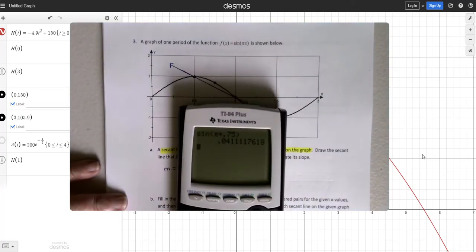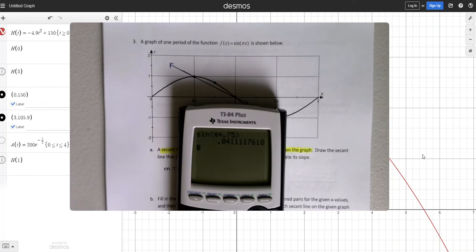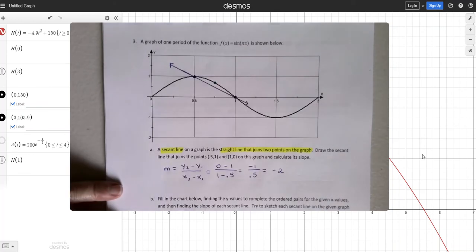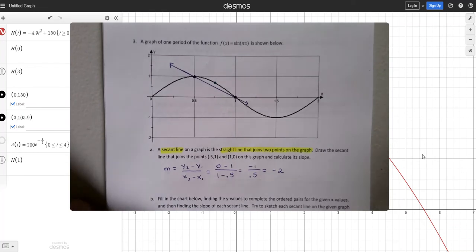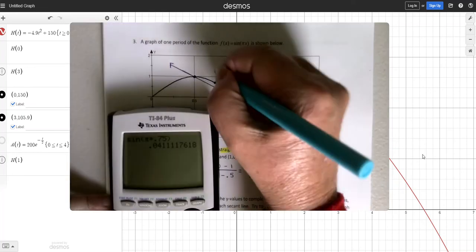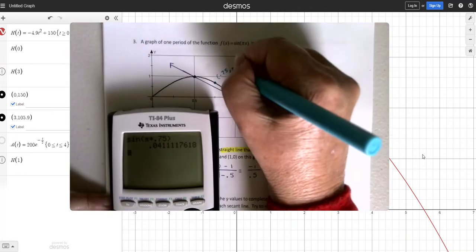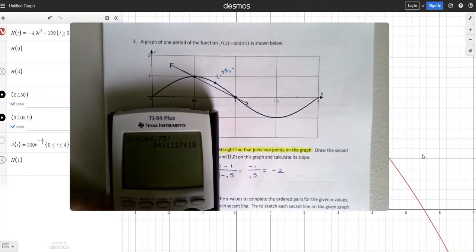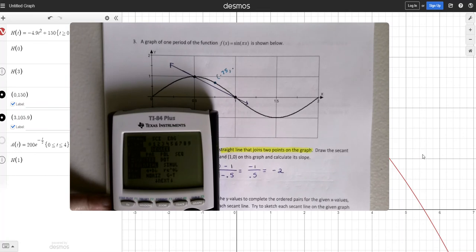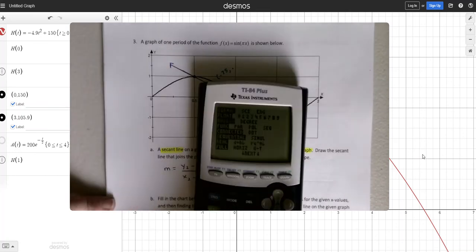Sorry, it's hard to see. I get about 0.0411. Let's go. Does it say? I think it might say. It says keep 6 decimal places, so I'm going to call that 0.75. Oh, I'm sorry. I may be in the wrong mode. Hold on. Yes, I am in degree mode because I was teaching a different class.